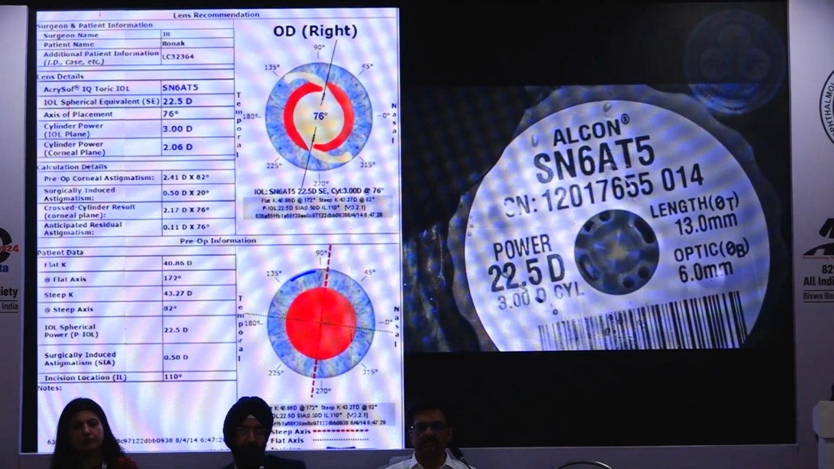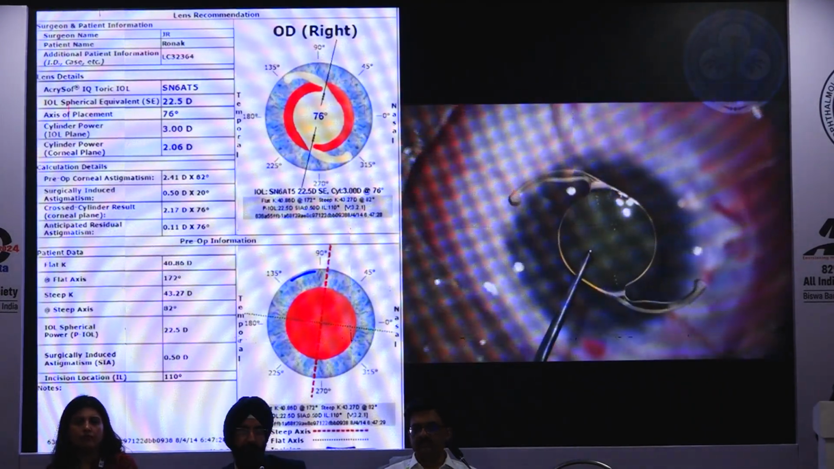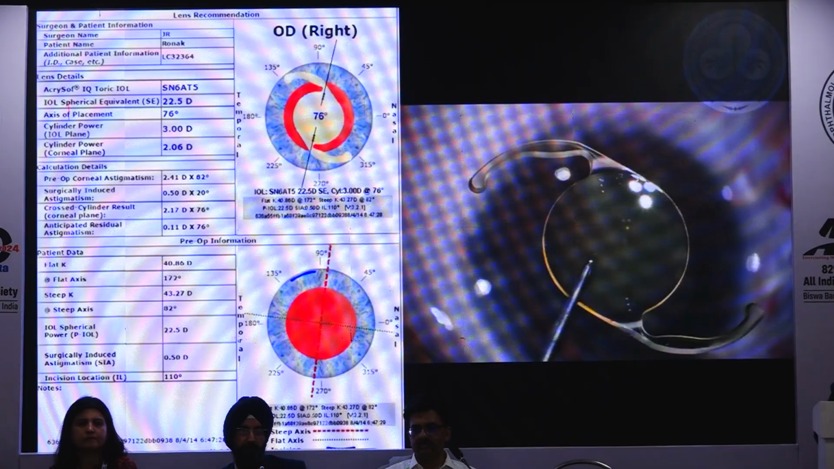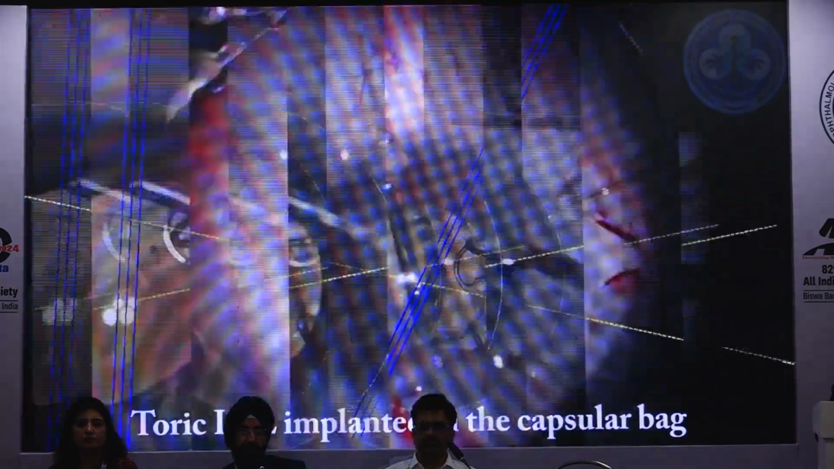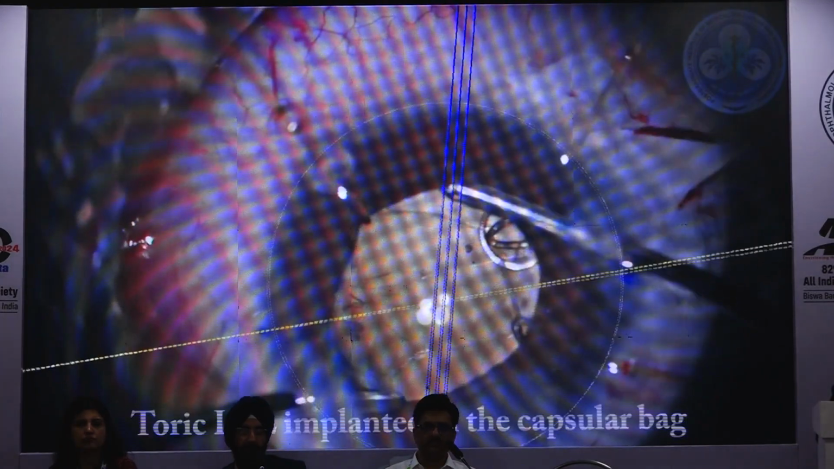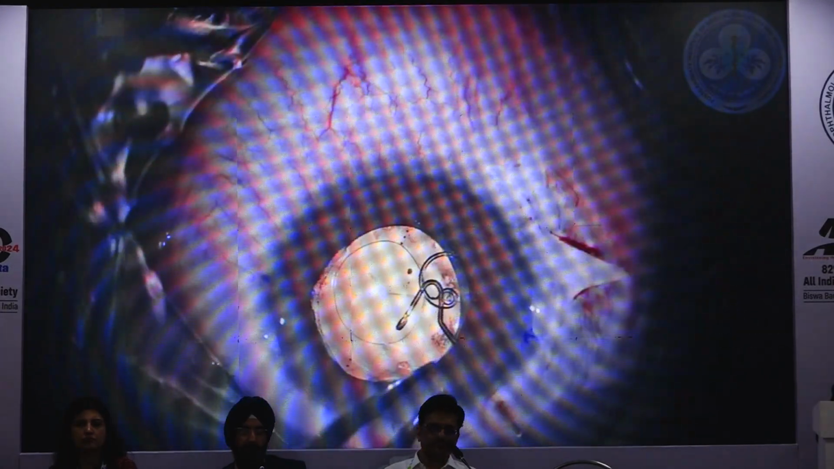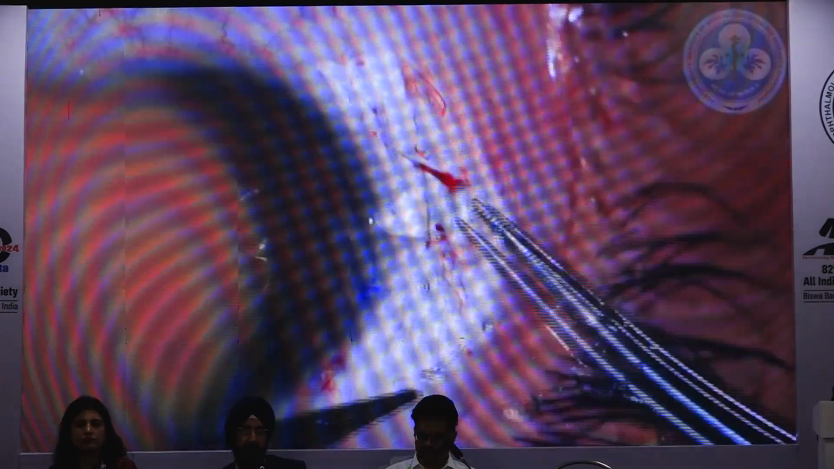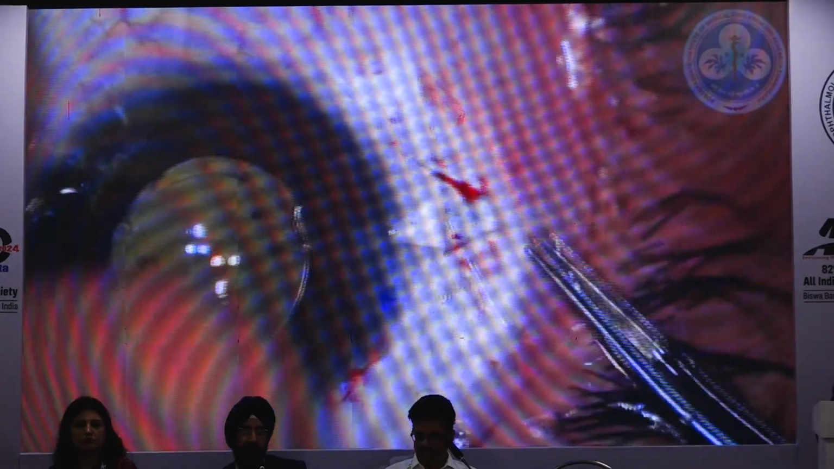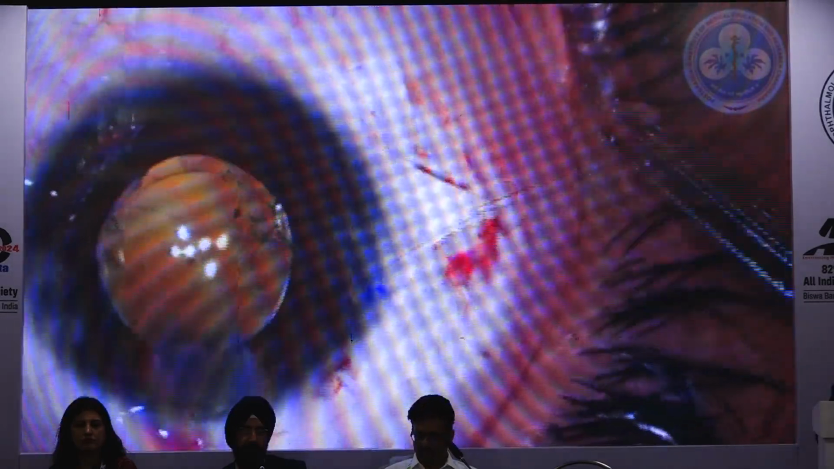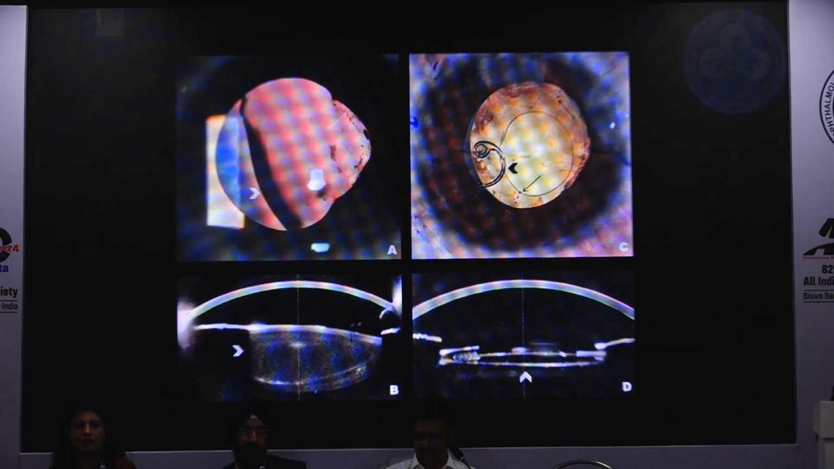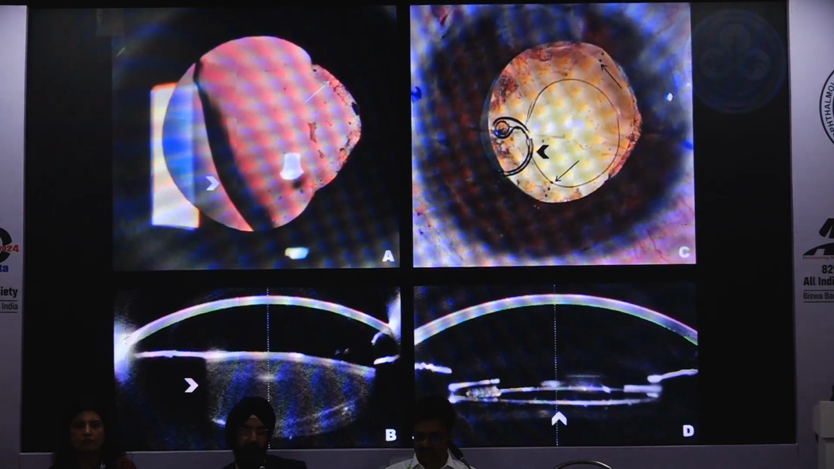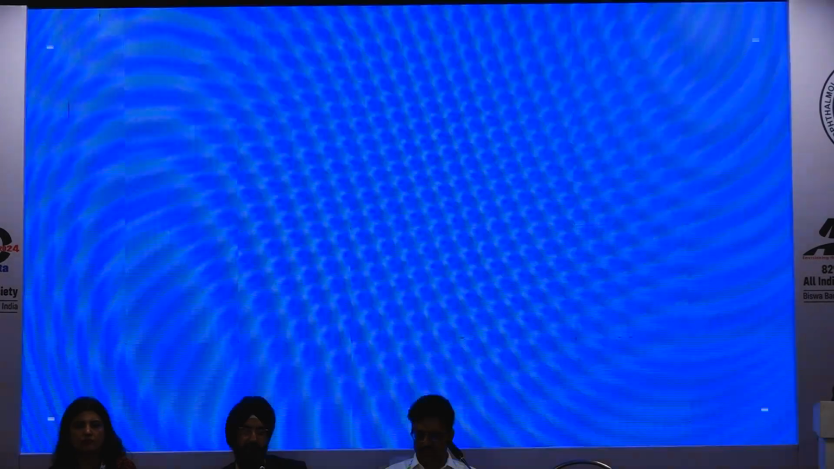So here we are using toric IOL, using Callisto, and this is after implantation of IOL in the bag, and then now we achieved excellent centration. This is to show the before surgery and after surgery implantation of the IOL.